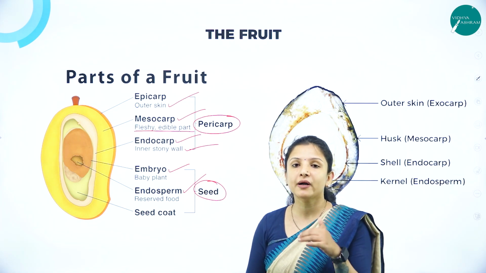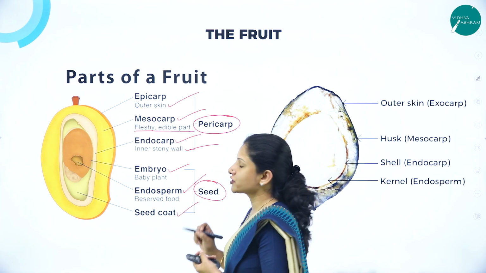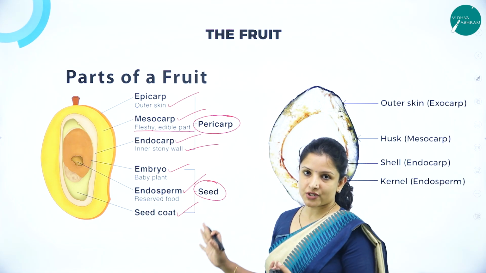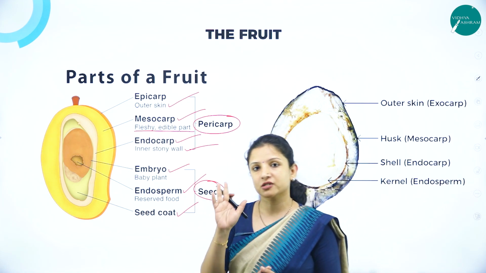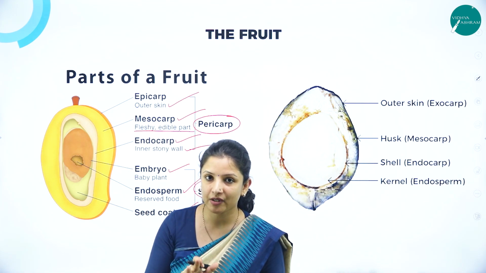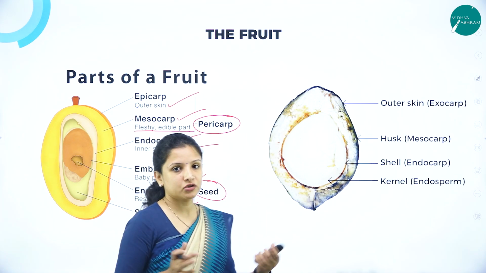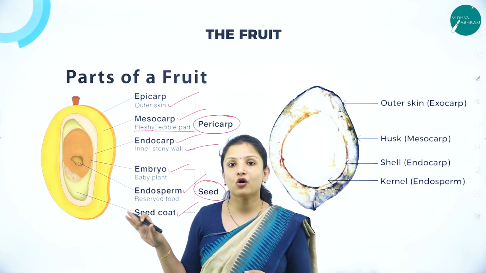Why? Because it provides nutrition to the developing embryo, and it has the seed coat, which forms the outer covering of the seed. So this is about the parts of a general fruit. So you need to remember the fruit is made up of pericarp, which consists of three layers: the epicarp, the mesocarp and the endocarp. So next, talking about the coconut. So this was about a fleshy fruit, which was the mango, which is commonly called as a drupe.